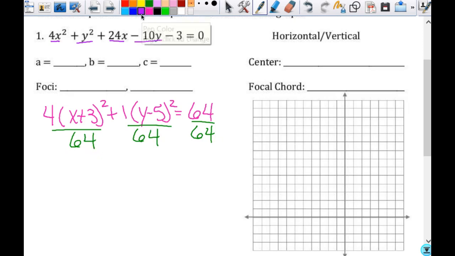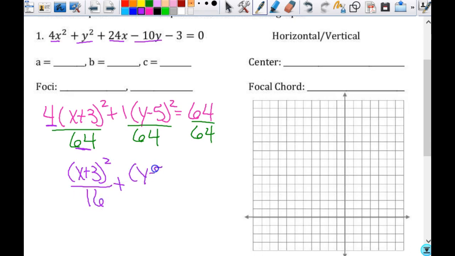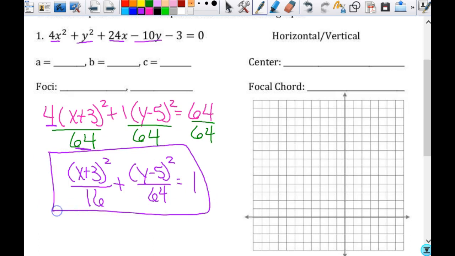Then I go back and I reduce. Got the 4 and this over 64. That's going to give me x plus 3 squared over what? 16 plus y minus 5 squared over what? 64, right? Because that 1 and 64 is just 64 equals 1. And there is your standard form. All you got to know how to do to get to that is complete the square. And it's not super crazy. Okay. Everybody okay with all that?